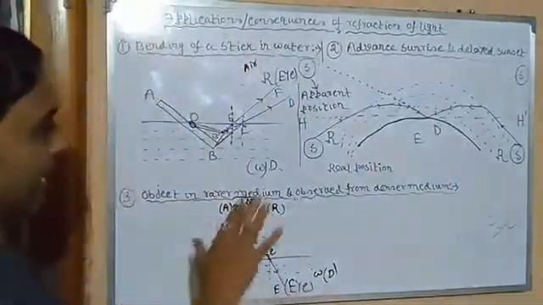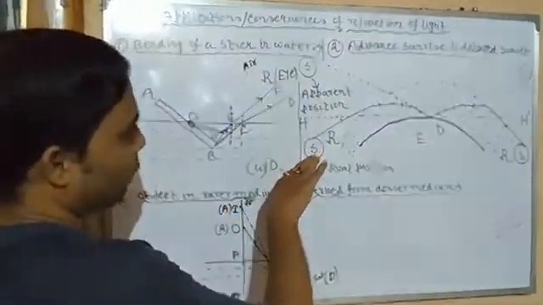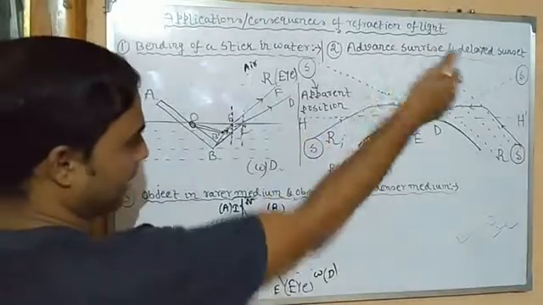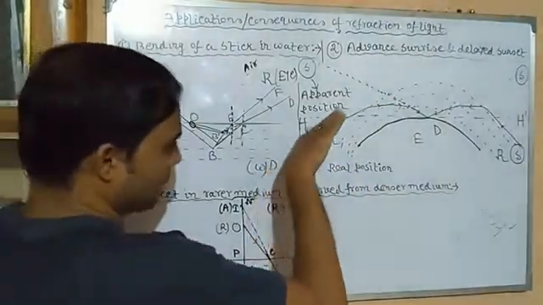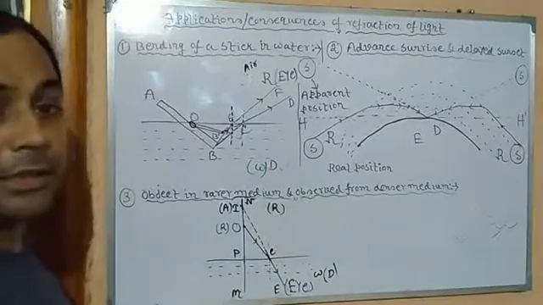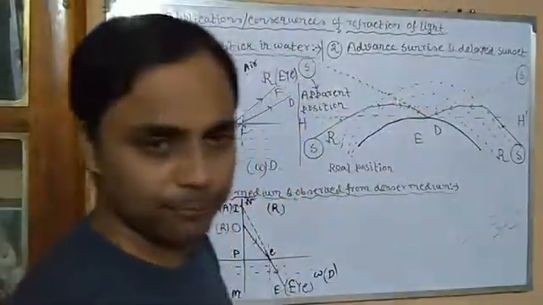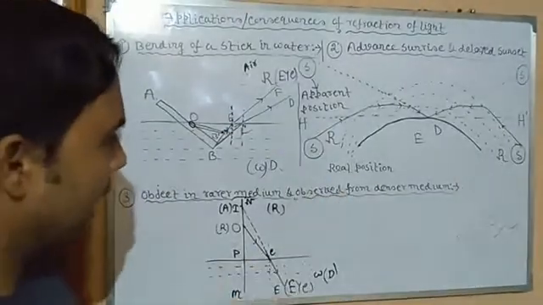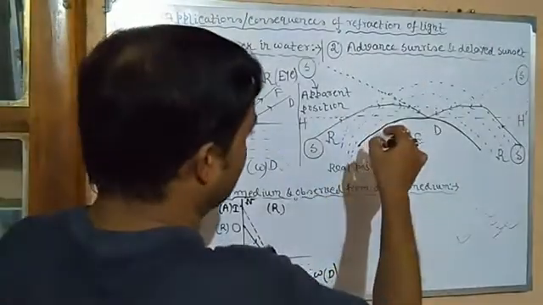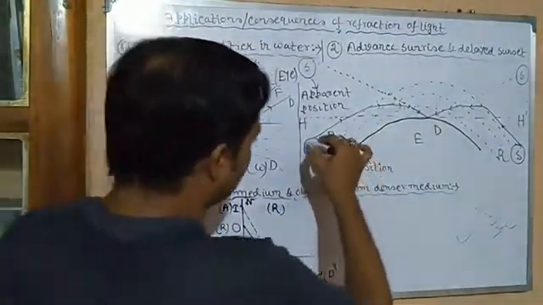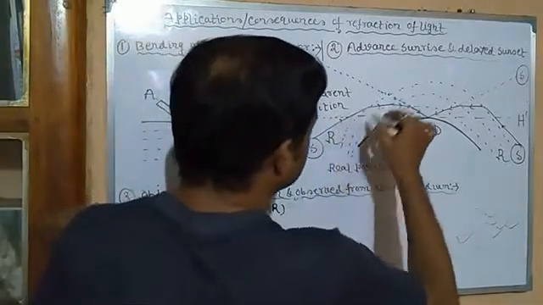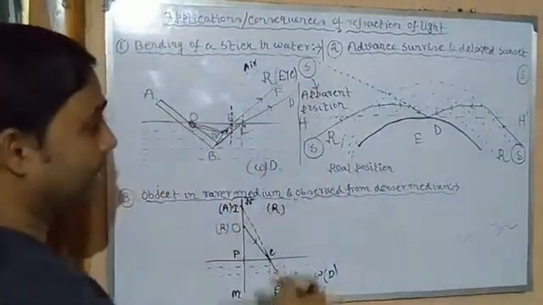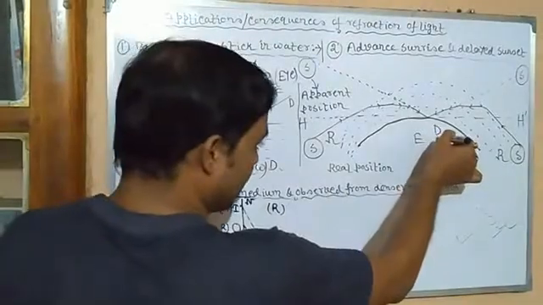So it means when any light ray comes from the sun and reaches the earth, it will suffer refraction from rarer to denser medium. So it means it will bend, isn't it? It will bend towards the normal. Clear?